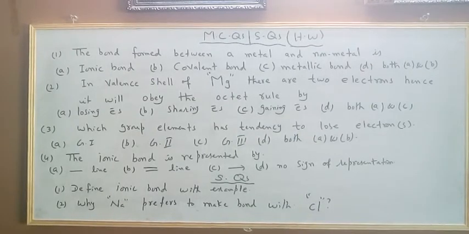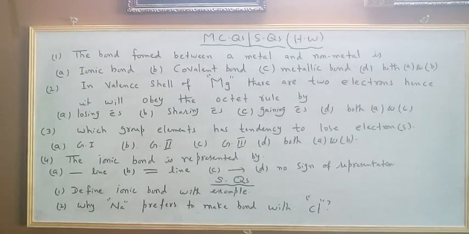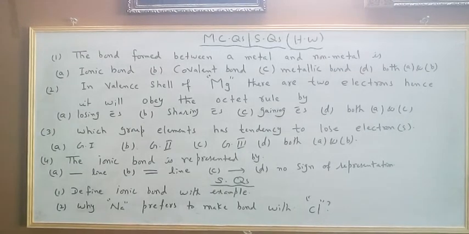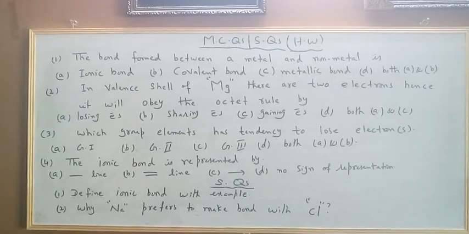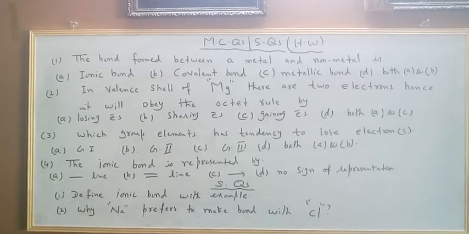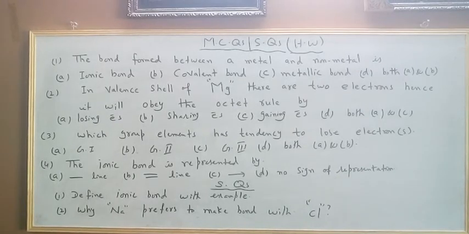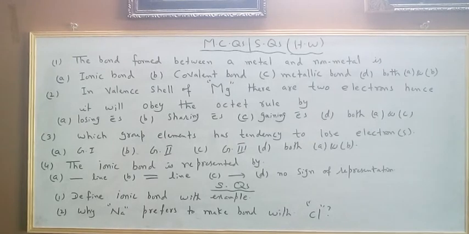Then we have short questions. Number 1, define ionic bond with example. And question number 2, why does sodium prefer to make a bond with chlorine?